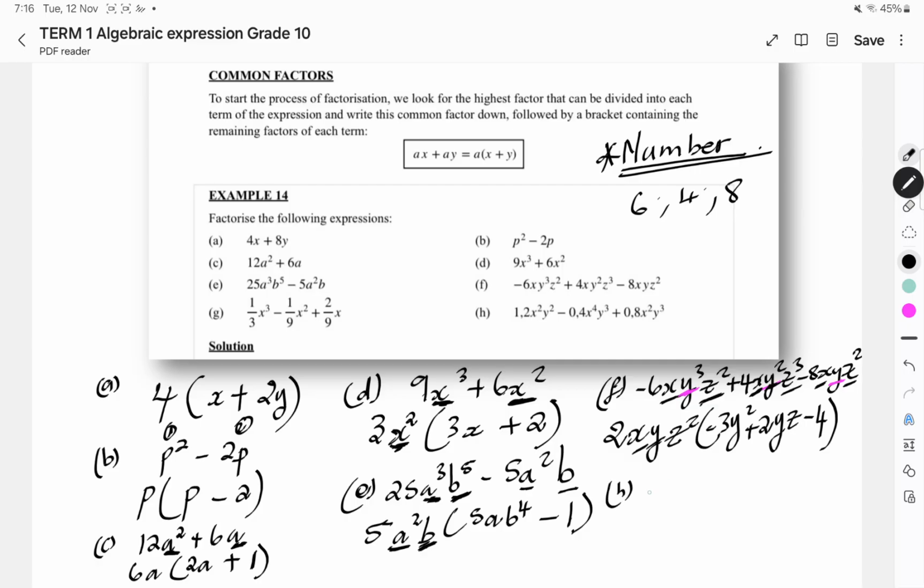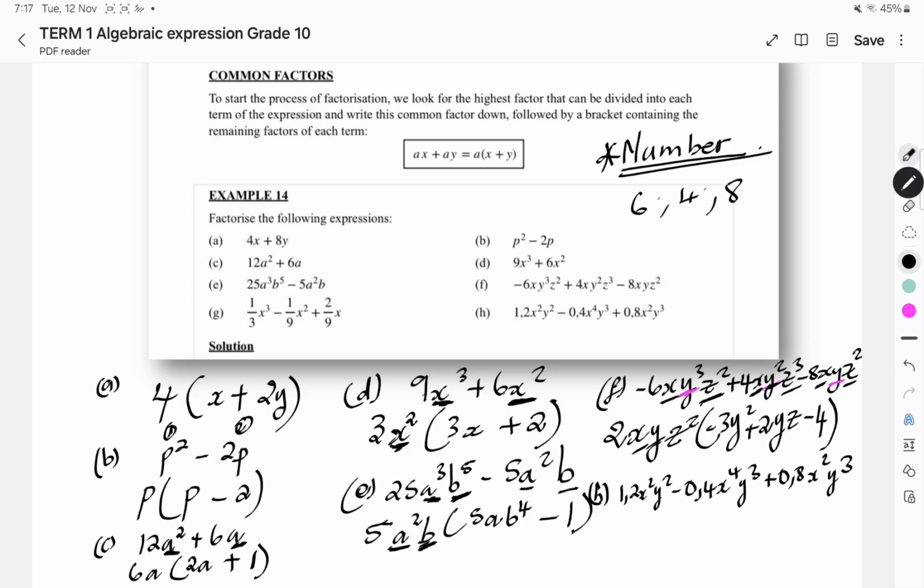Let's do the last one, which is number H. So we have 1.2 x squared y squared minus 0.4 x to the 4 y cubed plus 0.8 x squared y cubed. Let me try to do space a bit for that one. So number H, I'm going to write 1.2 x squared y squared minus 0.4 x to the 4 y cubed plus 0.8 x squared y cubed.